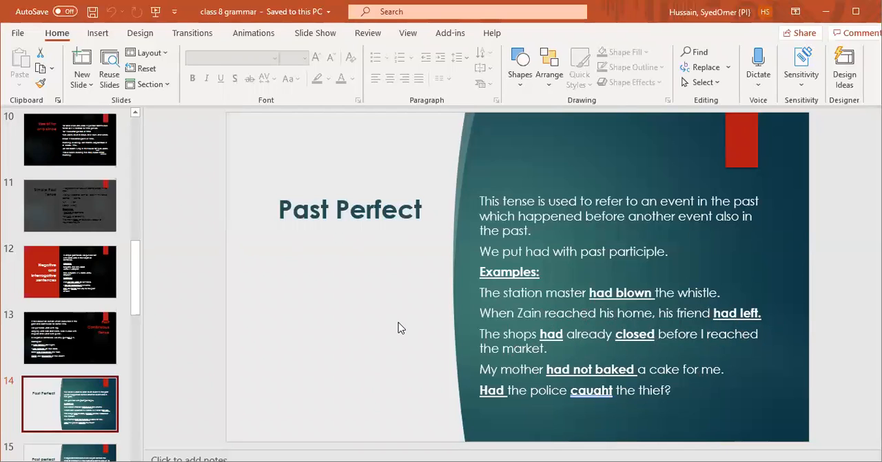So students, simple past tense tells about an action that happened in the past and we put the second form of verb. In negative sentences and interrogative sentences, we put did not with the base verb. In past continuous, we put was and were, and the continuous verb remains the same, that is base verb with ing. In past perfect tense, we put had with the third form of verb, that is past participle. Okay.